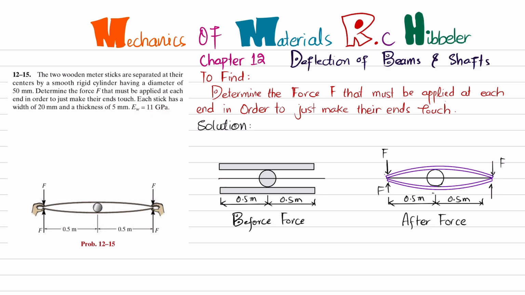So you can see this is wood stick number 1 and 2 that is separated by a rigid cylindrical body having diameter of 50 millimeter. So its diameter is 50 millimeter. Now when force F is applied, it will just bend like this. We have to find the magnitude of force F in such a way that there should be no gap between them. So that is all about this problem. We have to find this force in order to make their ends touch.